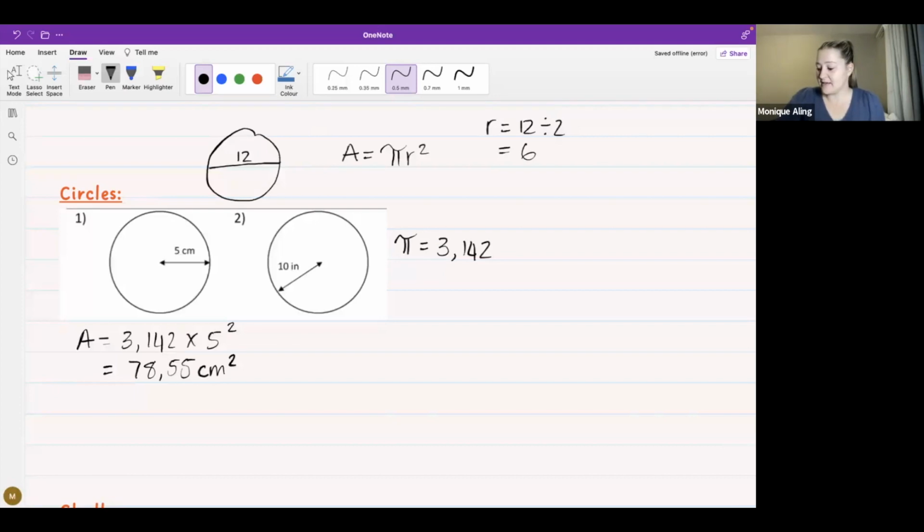Okay, second circle. Our radius is 10, so we square the 10, times by pi, and we get 314.2 inches squared.